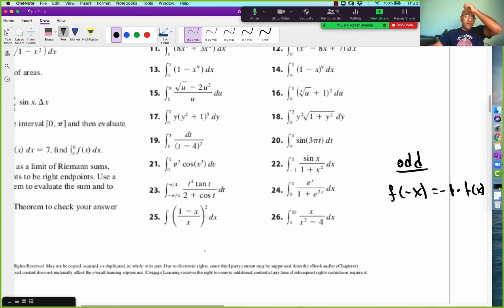Number 25. Seems like the best thing to do is just to go ahead and FOIL it all out and reduce.